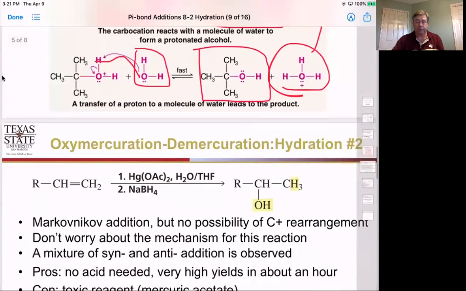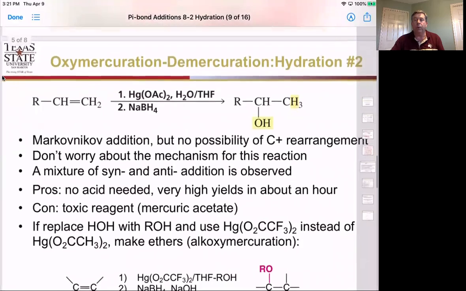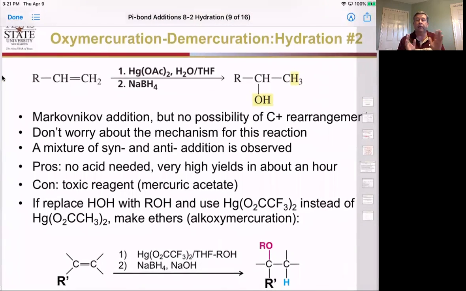Okay. So what if we want to run this reaction where we don't have a rearrangement, but we still get the Markovnikov addition? We have a reaction for that, and that's called oxymercuration-demercuration. In this case, we use mercury right here to bond to the carbon and keep that carbocation from moving around. So we have addition of hydrogen to the least substituted carbon, and we have the alcohol on the more substituted carbon.